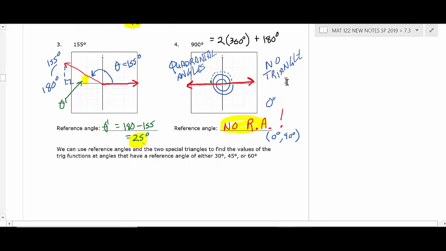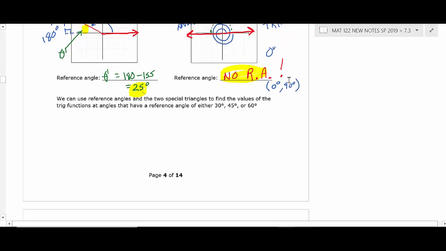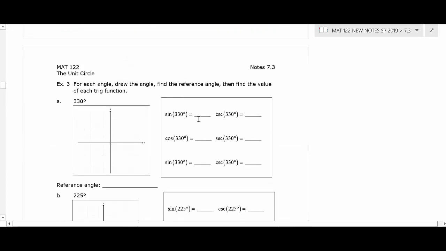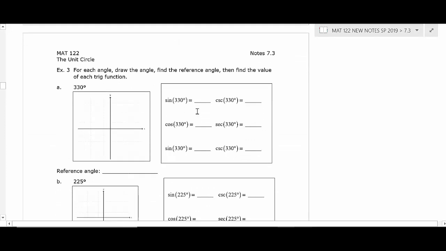Okay, so let's see. Moving to the next page, we're going to use the reference angles we just learned and the special triangles to find values of trig functions. So I'm going to finish up the first part of my video by doing that, and then later, the second part of my video is going to be the unit circle, which will teach you a totally different way to do this.